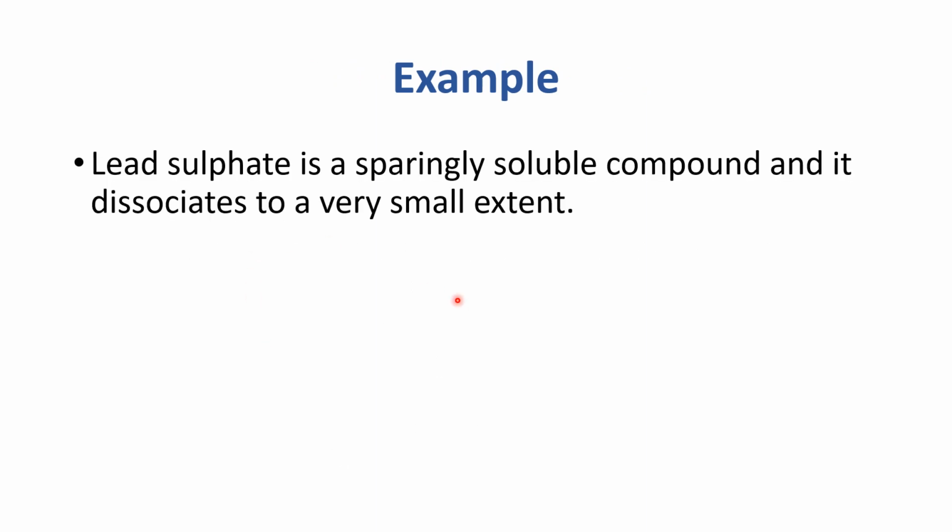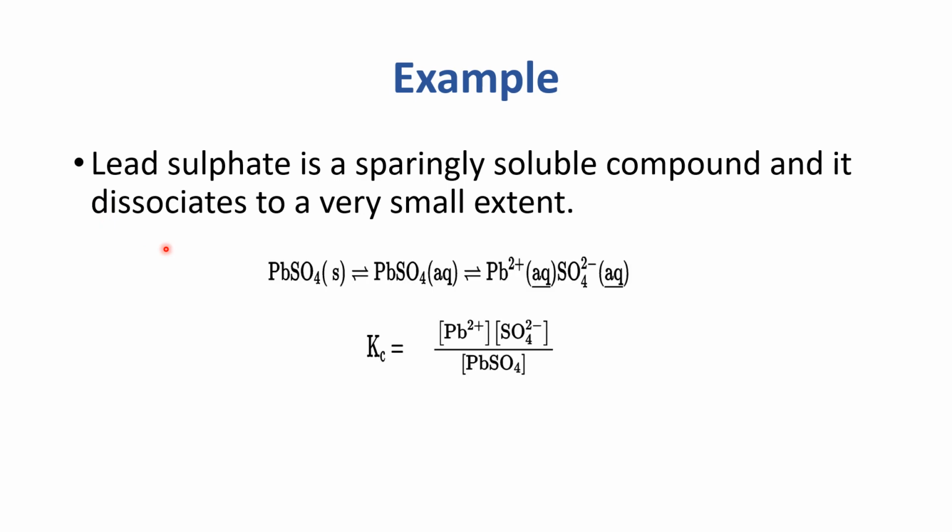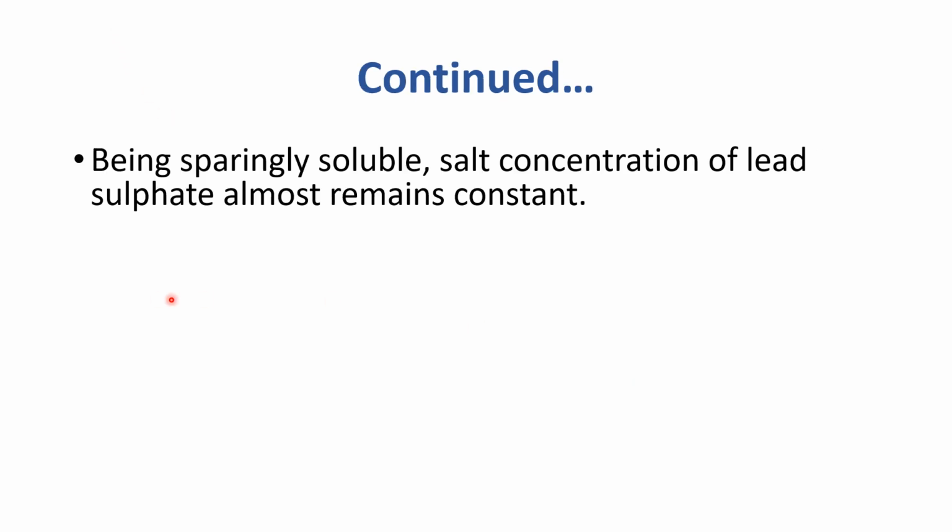For example, lead sulfate is a sparingly soluble compound and it dissociates to a very little extent. So इसका जो Kc होगा that would be products over reactants. So being a sparingly soluble salt, concentration of lead sulfate constant रहेगी. So Kc into lead sulfate को हम Ksp कह सकते हैं.